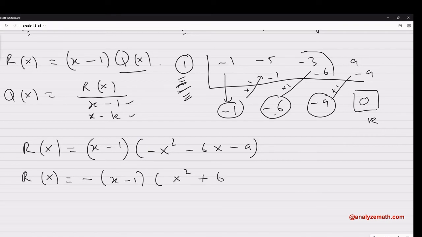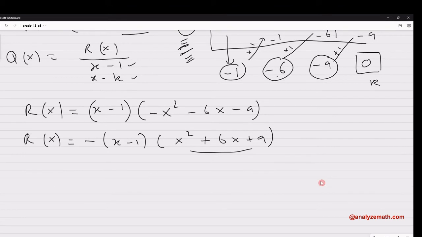Now you can see much better like this. And this looks like (x plus 3) power 2. So we end up with the complete factoring of the given function. No, hang on. Let's finish with R(x) first. So this is (x plus 3) power 2. This here.